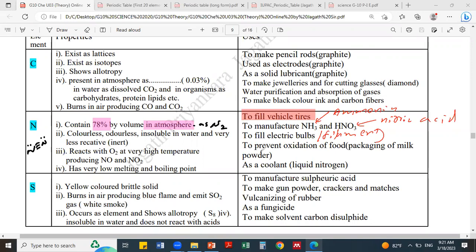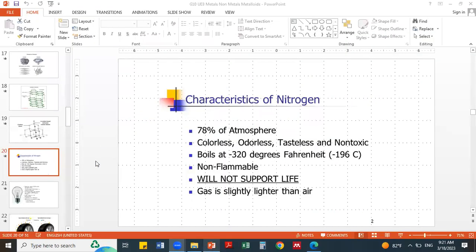So I will show the PowerPoint slide under nitrogen. Now you will understand nitrogen here on the screen. If you want, you can copy down anything else you want here. Nitrogen gas.